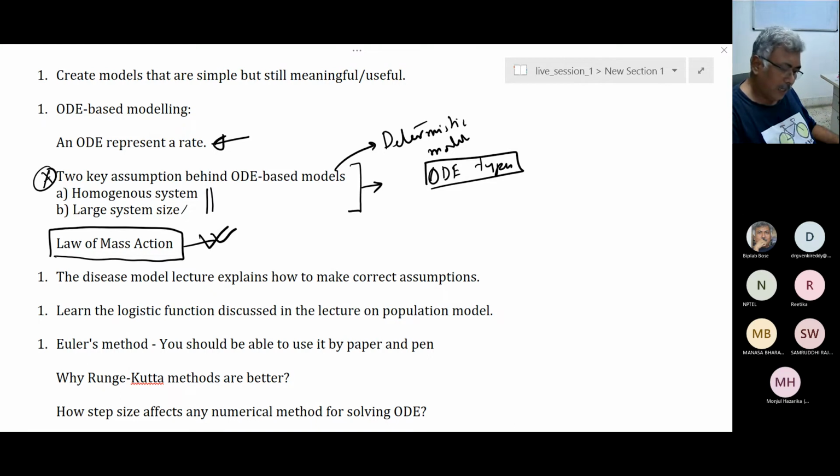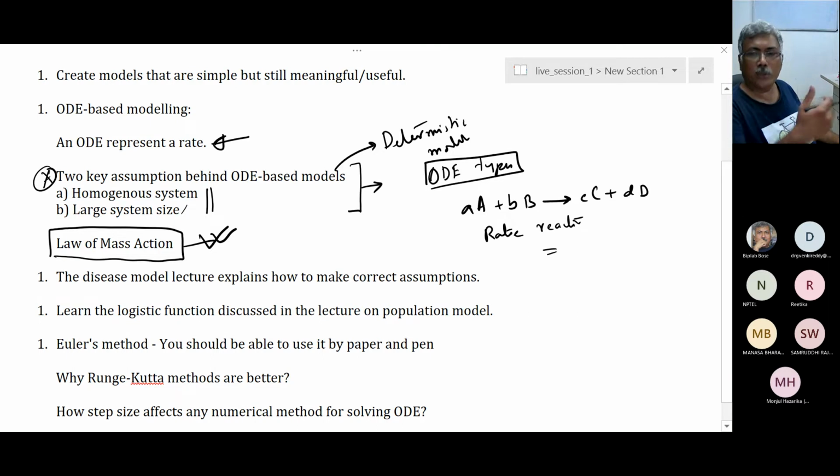For example, if the reaction has, suppose, a of A plus b of B gives rise to c of C plus d of D, then you have to remember how to write the rate of this forward reaction in terms of the concentration and the stoichiometric constant. So this part you should be very clear on. And I have seen over the years students many a time make mistakes in that. So please look into that lecture where we discuss law of mass action and try to write differential equation for rate of reactions using law of mass action.